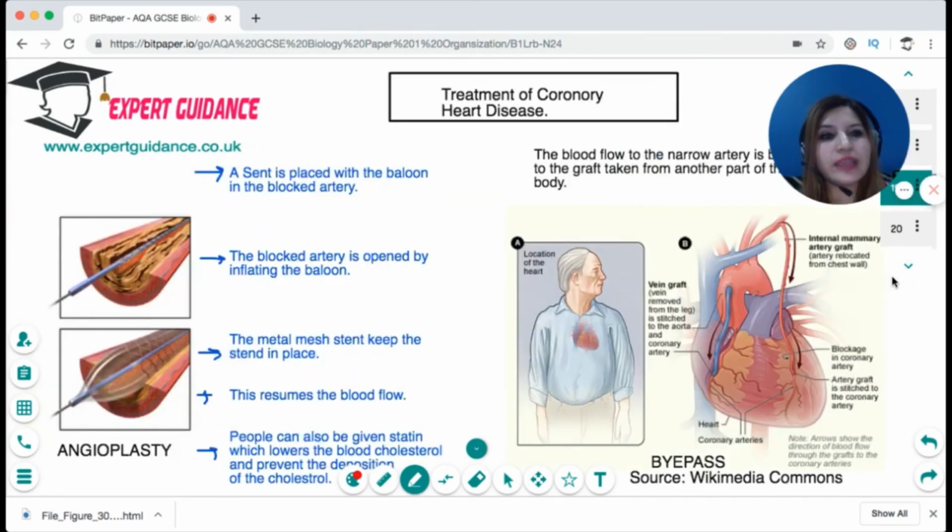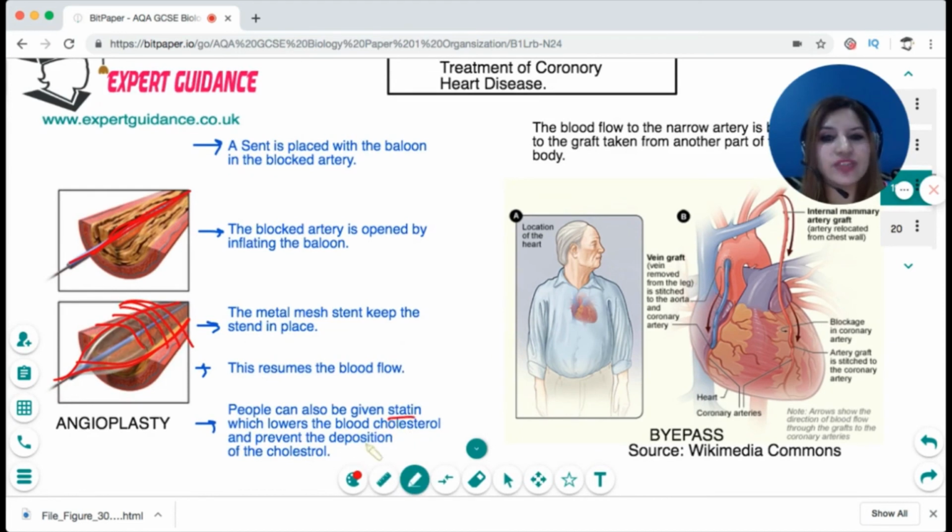Now, how can we improve that? We can insert a stent. A stent which has a balloon with it is placed into the blocked artery. The balloon is inflated and opens the blocked artery, and a mesh stent made of metal is placed which holds the narrow artery and prevents it from collapsing again, and people are also given medicine called statins, which lowers the blood cholesterol and prevents further deposition. So this is one of the ways, and this is also known as angioplasty, in which a balloon or the stent is used to open the blocked artery.